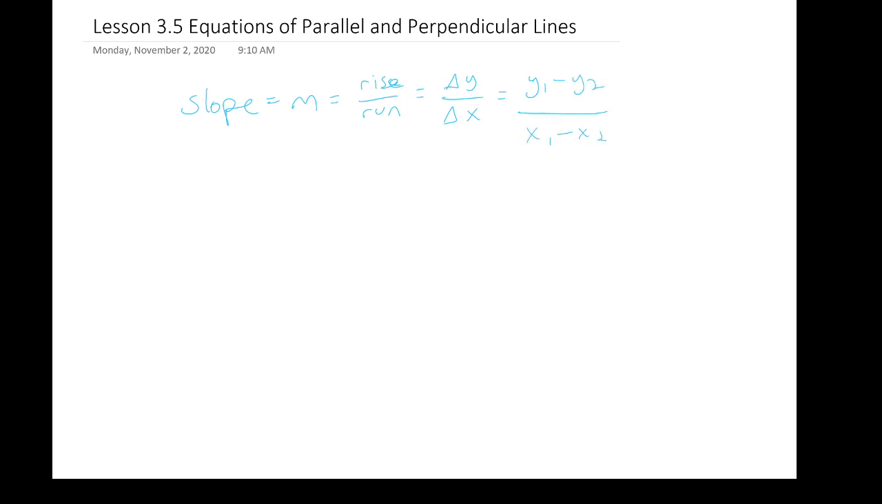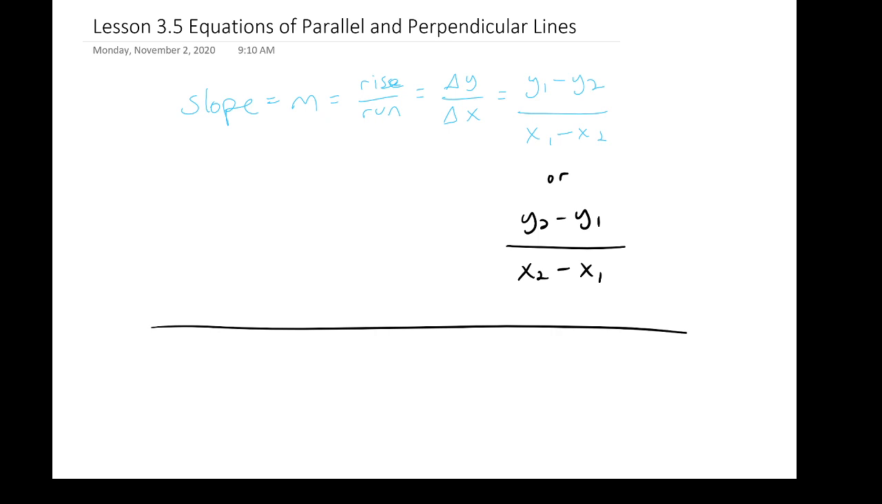Now, what's also permissible is that we can do this in reverse order. It always has to be y over x, but we could do y sub 2 minus y sub 1, as long as we're subtracting the second x, x sub 2, minus the first x, x sub 1. So as long as we're consistent in our order of 1 minus 2, 1 minus 2, or 2 minus 1, 2 minus 1, always y over x, we will get the same exact outcome for slope.